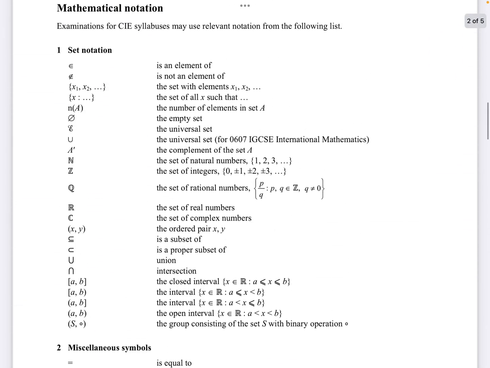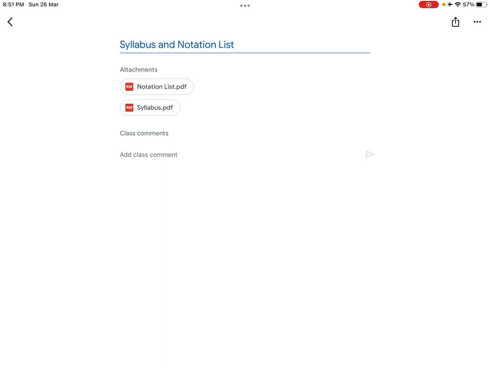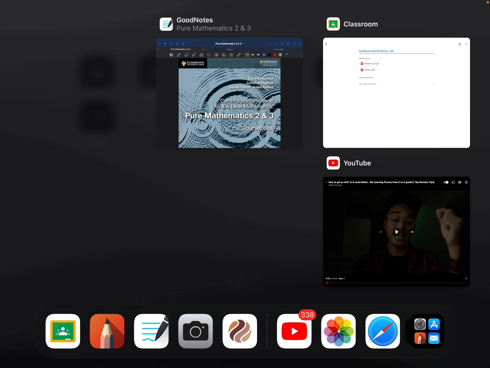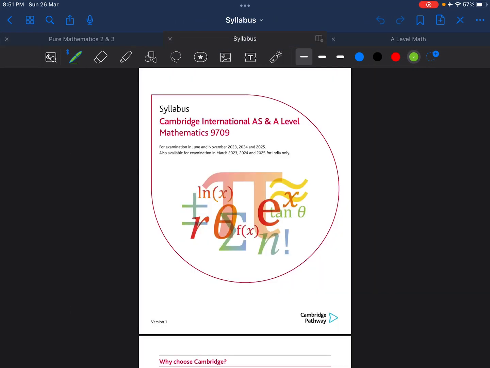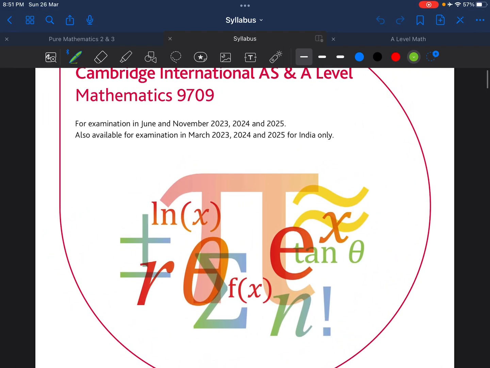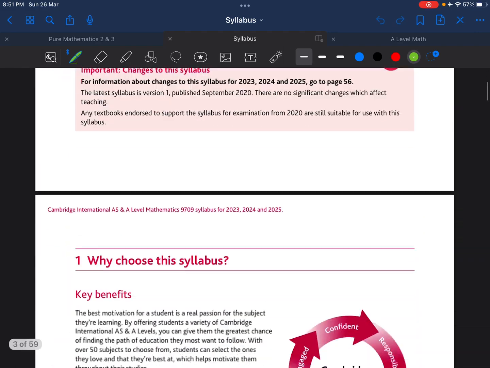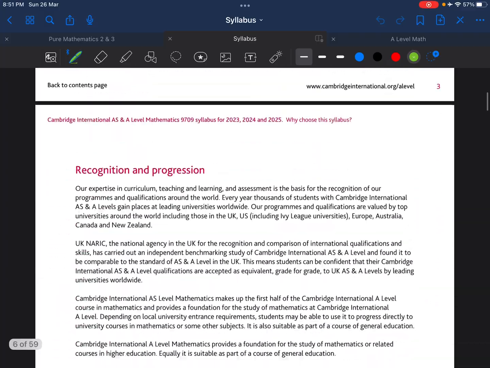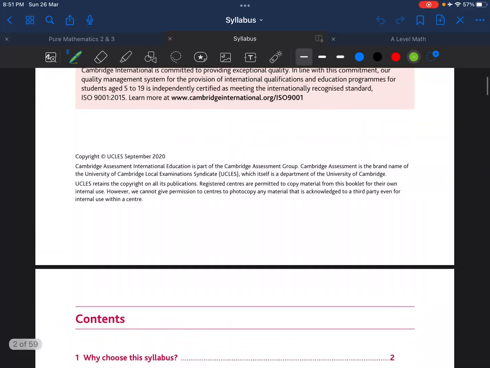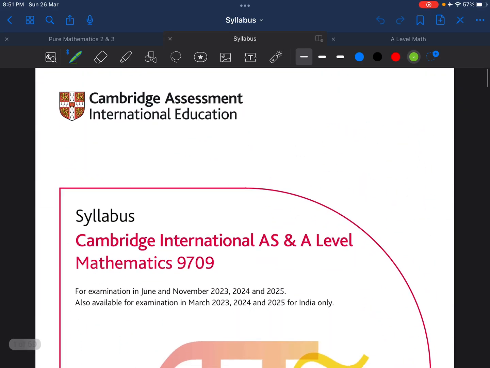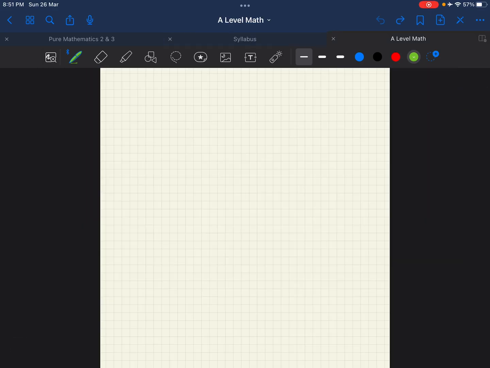Okay, so that is just the first part, so the syllabus and notation list. You should have the syllabus with you, so you'll see when I have my notes here, I have the textbook and I have the syllabus right next to each other. So if I go here, this is just an app that I use, but you can print this out and have it next to you. It's just easier for me to do this on video if I have everything digitally.